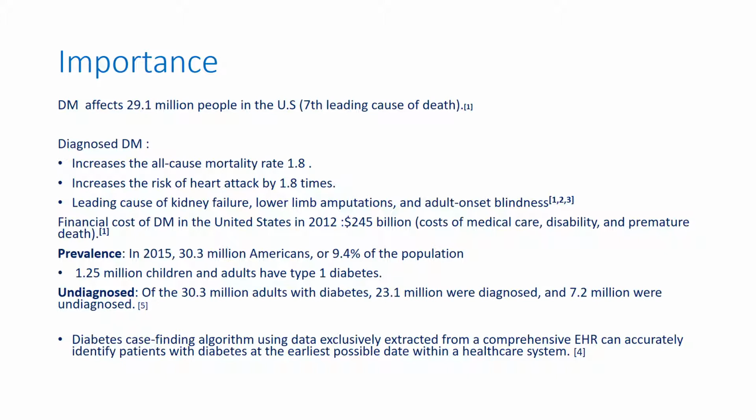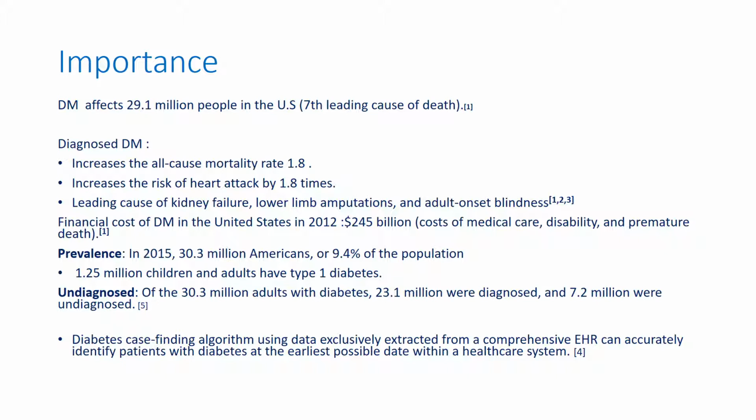Diabetes is a disease in which the body's ability to produce or respond to the hormone insulin is impaired, resulting in abnormal metabolism of carbohydrate and elevated level of glucose in the blood and urine. Diabetes affects an estimated 29.1 million people in the United States and is the seventh leading cause of death.